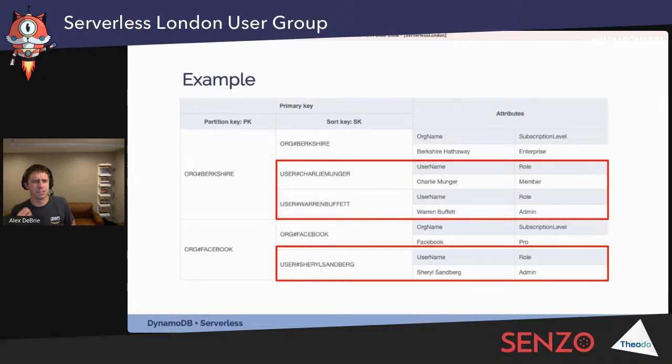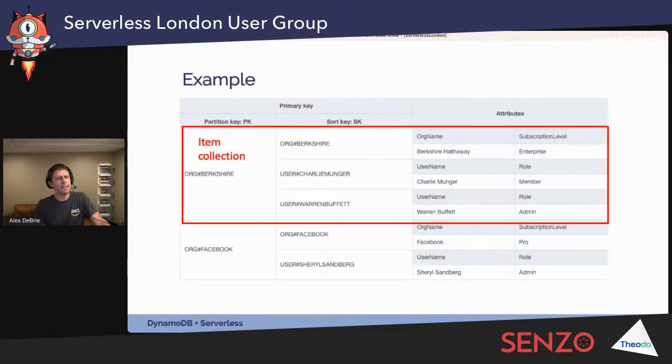The other thing to note there is just look at the attributes themselves. The attributes on the users are different than the attributes for the organization. So a user has a username and a role, where an organization has the organization name and the subscription level. Each of them have attributes that matter to them, right? And this is that schemaless nature of DynamoDB, where you're sort of enforcing that in your application layer rather than in DynamoDB itself. One last thing I want to talk about is this concept called an item collection.